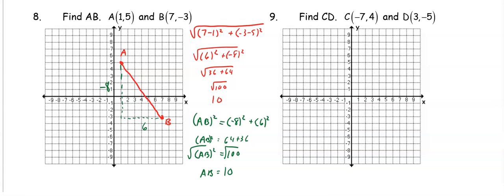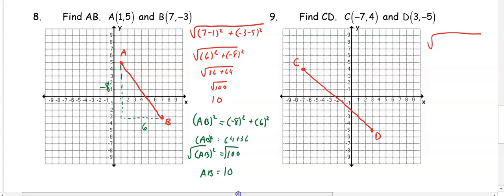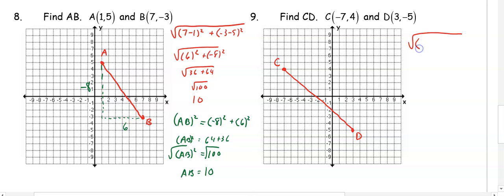In number 9, to find our distance formula, C is at negative 7, 4, and D is at 3, negative 5. So to do my distance formula, I'm going to subtract my x-coordinates. It really doesn't matter which x-coordinate you use first as long as you keep it the same way for the y-coordinate. So I have 3 minus negative 7 squared plus 4 minus negative 5 squared.